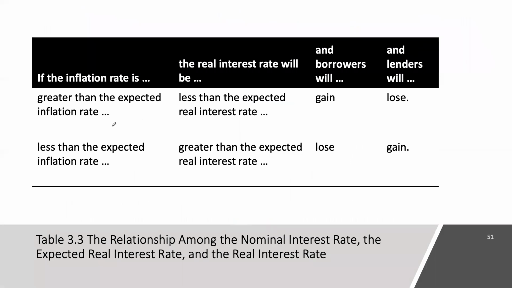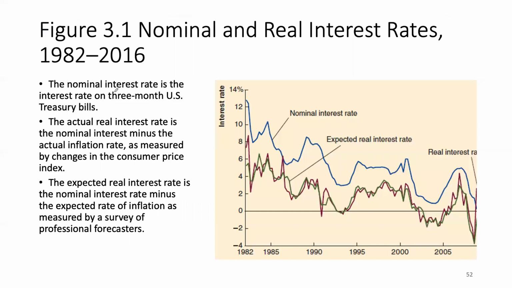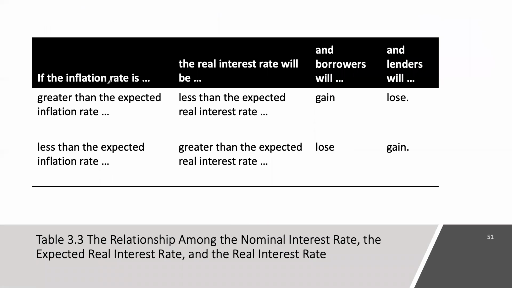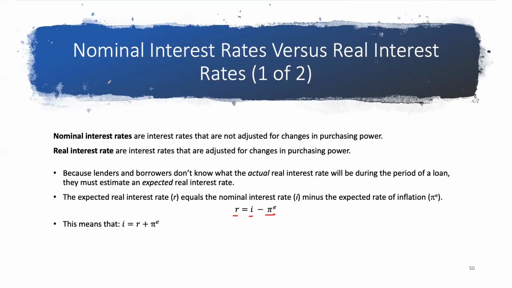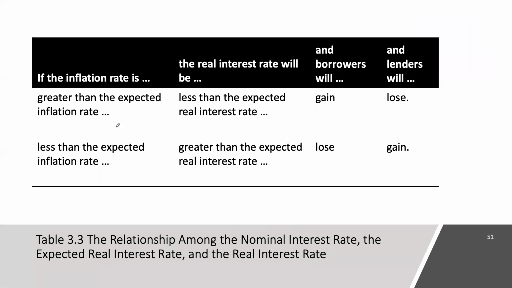Okay. So if the inflation rate is greater than the expected, right? If the realized inflation rate, because it's all done in expectation, because we don't know how much the price would go up by in the future. But suppose the realized inflation rate is greater than the expected inflation rate, then the real interest rate will be less than the expected real interest rate. Right?